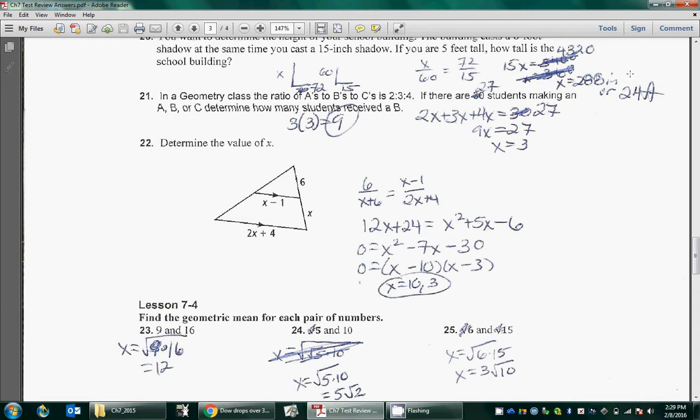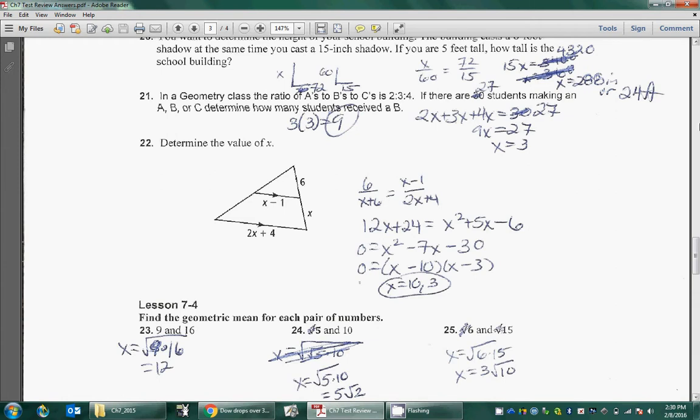For 21, it says in geometry class, the ratio of A's to B's to C's is 2 to 3 to 4. Now I've got an extended ratio, which means there is no possible way I can do proportion here. So if there are 27 students making an A, B, or C, since I'm only talking about A, B, and C, 27 is a total.